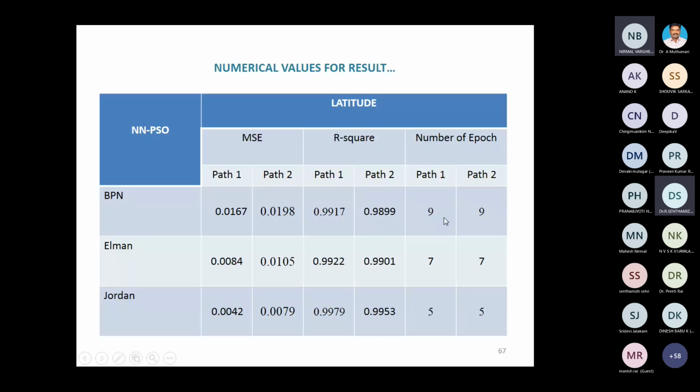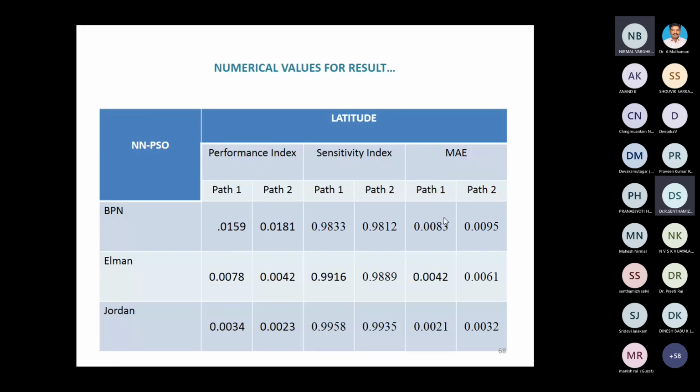We'll see how it is. Performance index, sensitivity index, mean absolute error, they're all compared. So you look at the Jordan, okay, the performance index is very minimum, sensitivity index is maximum, mean absolute error also very minimum when compared to PPN and Elman for these latitude values.